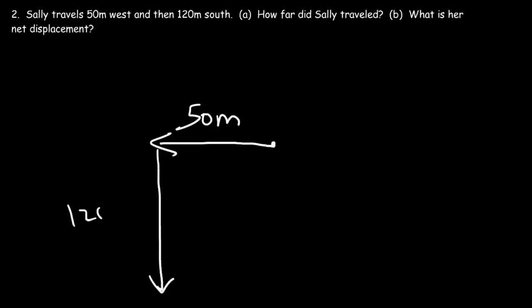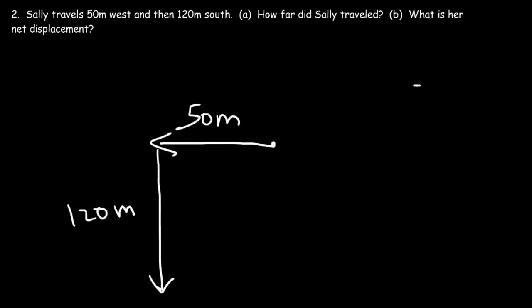Number 2, Sally travels 50 meters west and then 120 meters south. How far did Sally travel and what is her net displacement? So go ahead and try this problem. Let's draw a picture. Let's say she started here. She traveled 50 meters west and then 120 meters south.